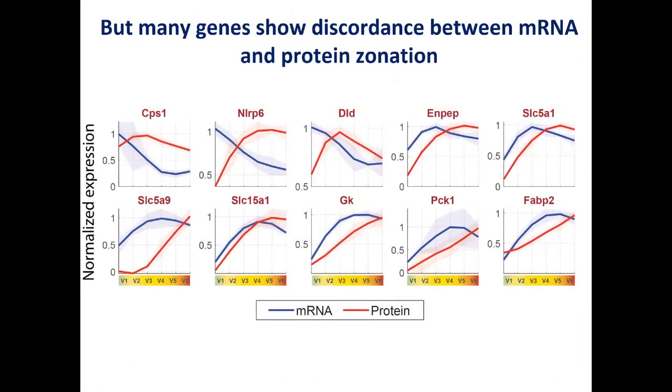But for many, many genes, we saw an anti-correlated behavior. So you can just look at NLRP6 here, the inflammasome gene, as an example, where the RNA goes down from the bottom of the villus towards the tip, whereas the protein actually goes up. So if I just look at the RNA, I would say the gene activity, the inflammasome activity, is higher at the bottom of the villus, but the protein tells us a completely different story. And this is a very broad result.